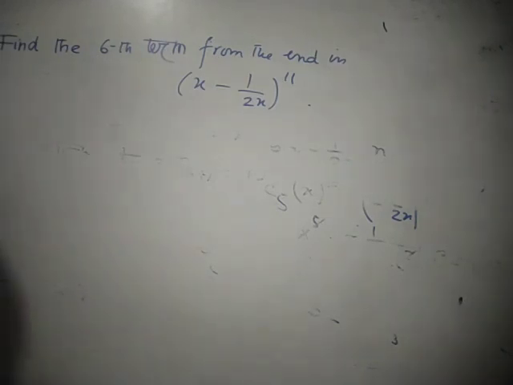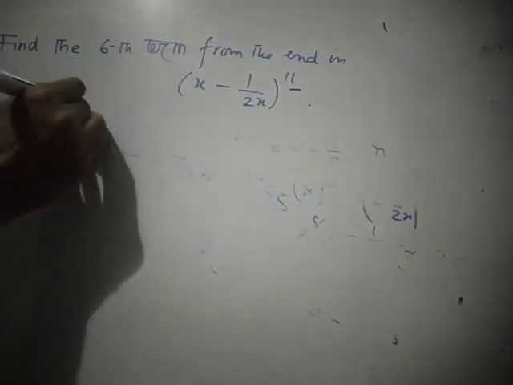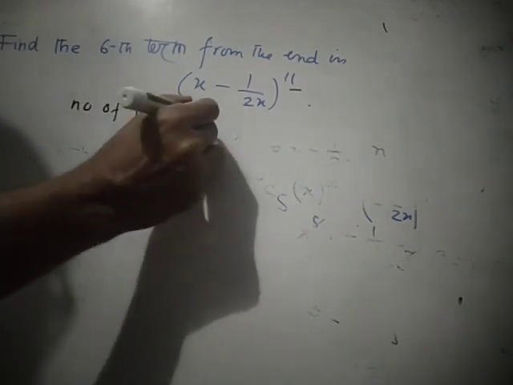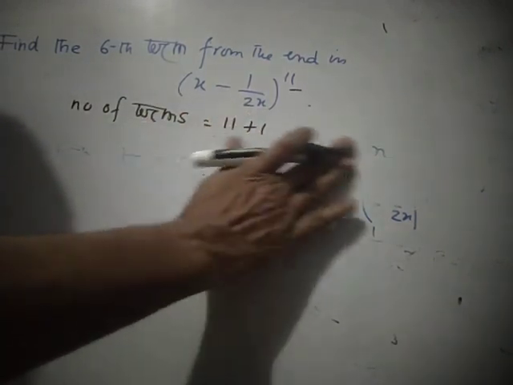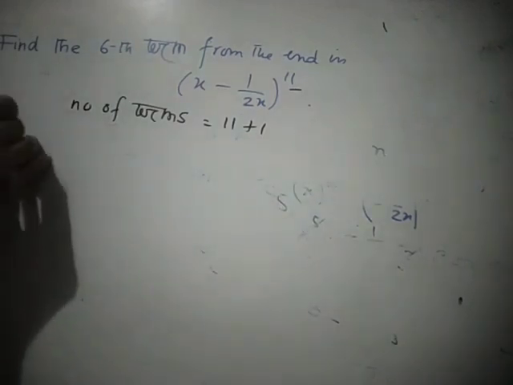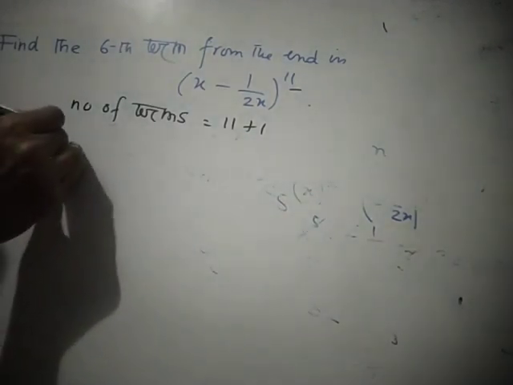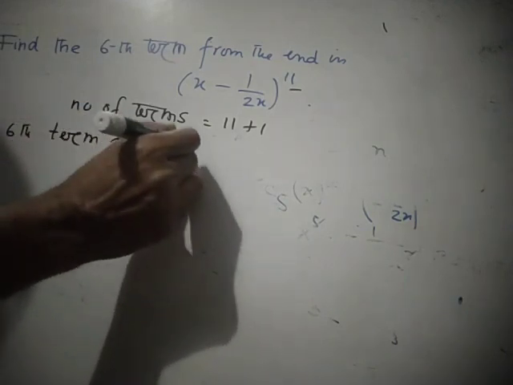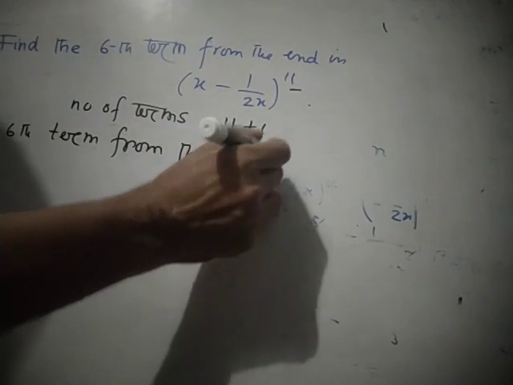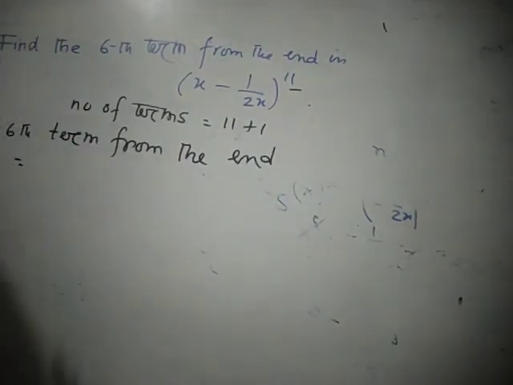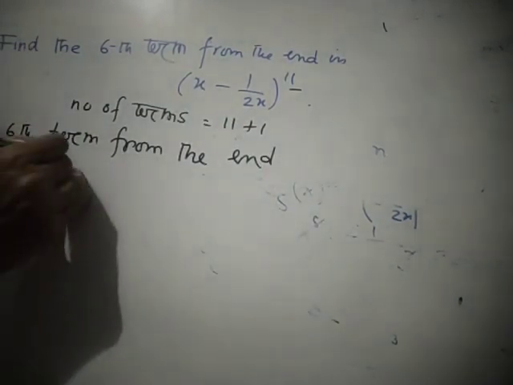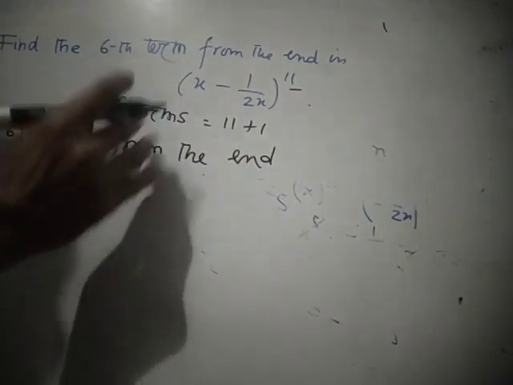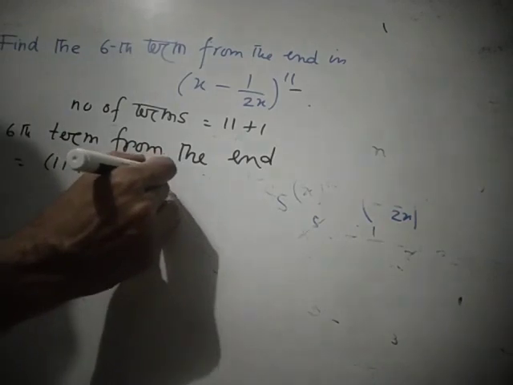Here the power is 11, so the number of terms is 11 plus 1, which is 12. Now for the sixth term from the end, we have to first find which term it is from the beginning. So the sixth term from the end equals the (11 plus 1 minus 6 minus 1)th term, that is, number of terms minus 6 plus 1.